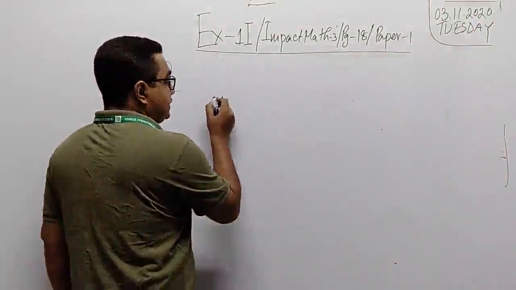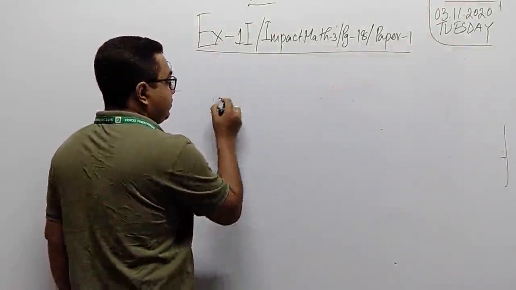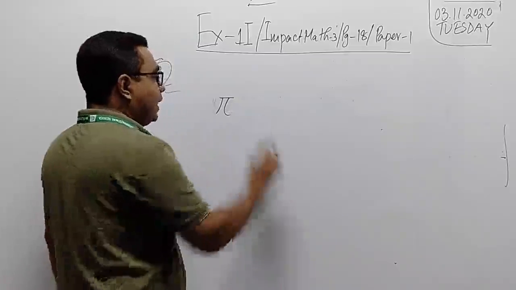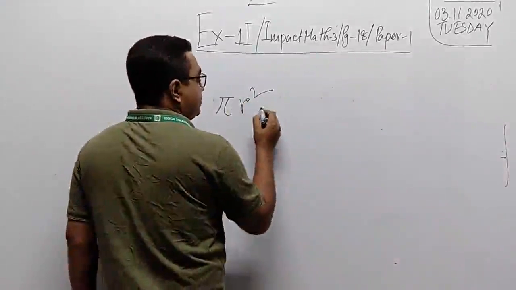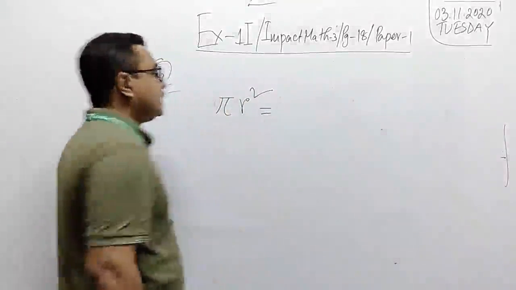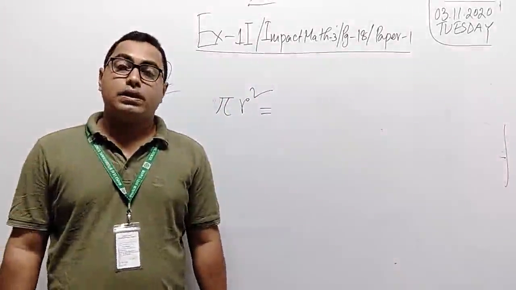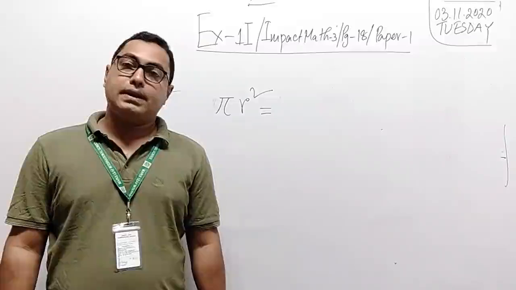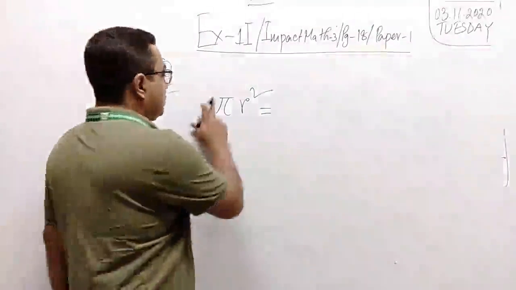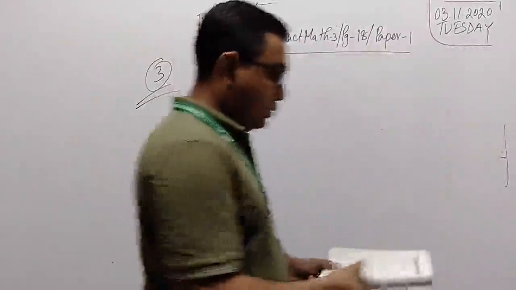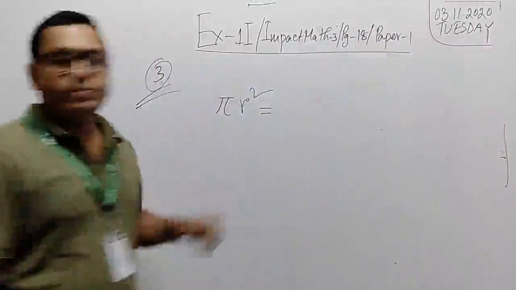Actually, sometimes we write it in this way. This is pi r square. This is the formula of the area of a circle. I think you know that. If you don't, some of you cannot remember what pi is.